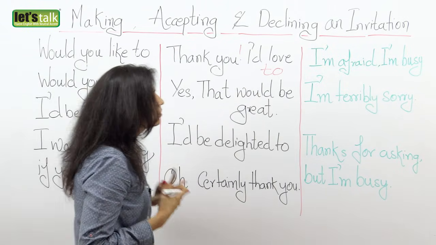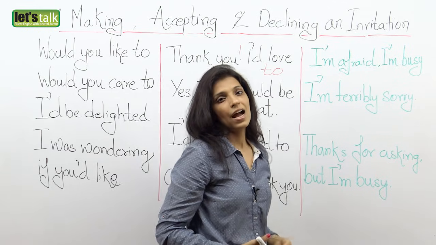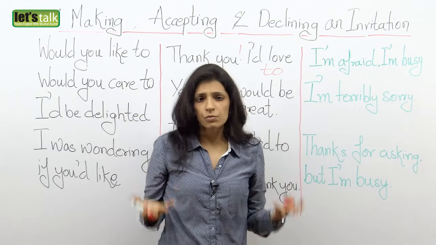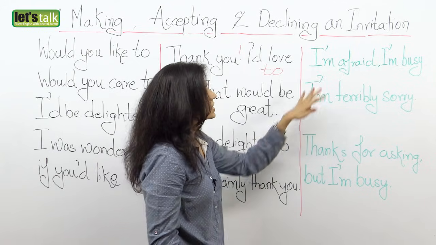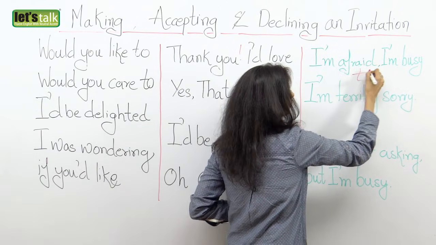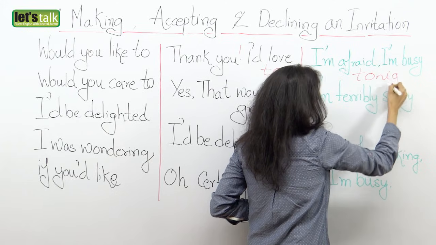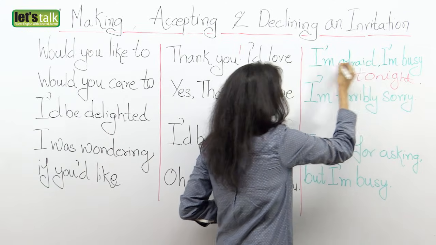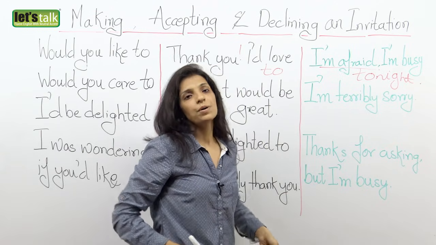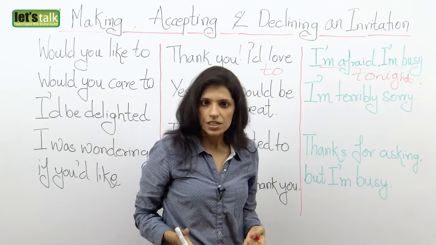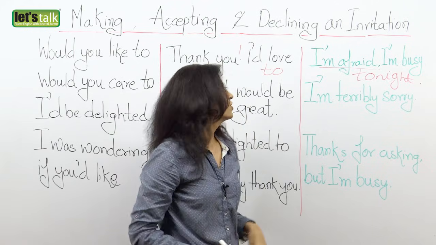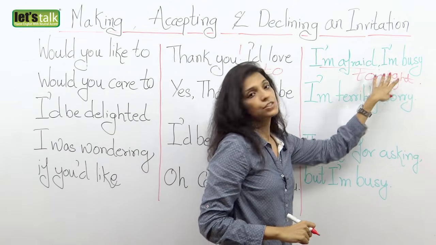Alright, now supposing you're busy and you can't make it, or you just don't want to go, probably you're not comfortable with those people. So what you could say is, I'm afraid I'm busy tonight. Now please note, I'm afraid doesn't mean that you're actually really scared, but it's a way of declining an invitation very politely, not offending the person who has invited you. So you could say, I'm afraid I'm busy tonight.